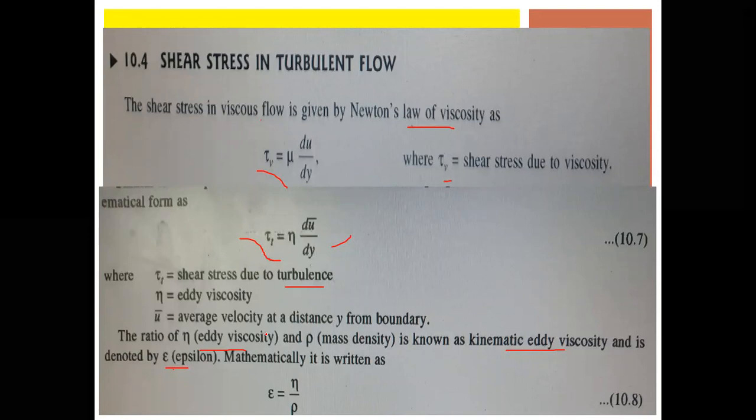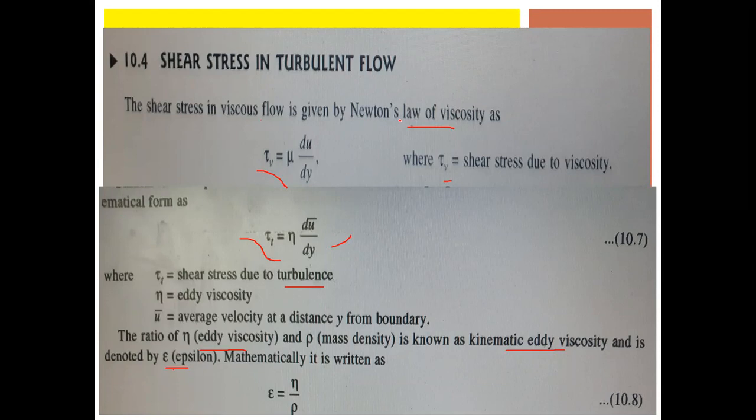Tau is equal to shear stress, viscous flow shear stress plus turbulent flow shear stress. So we are taking both into consideration whenever you are taking the total shear stress, right? So the shear stress in the viscous flow is given by Newton's law of viscosity. So generally we write tau is equal to mu into du by dy, right?